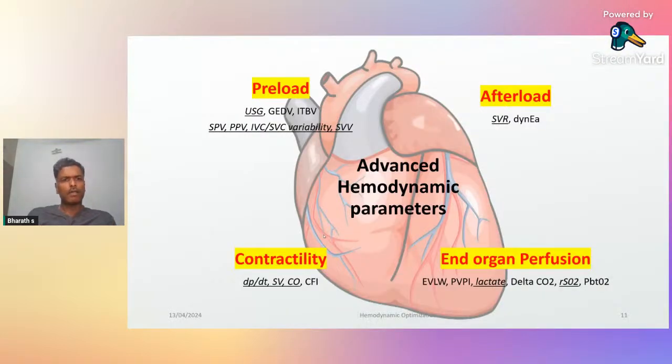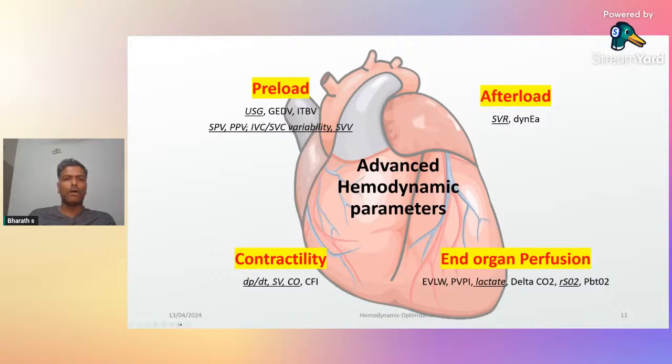So that's where there is a role for the use of advanced hemodynamic parameters like assessment of preload, assessment of afterload, contractility, and end organ perfusion markers. Now, which of these markers can be utilized at bedside or which are easier to do? If you have an ultrasound, I think everyone would be able to use IVC or SVC collapsibility or variability. This is a very common way of looking at the preload.